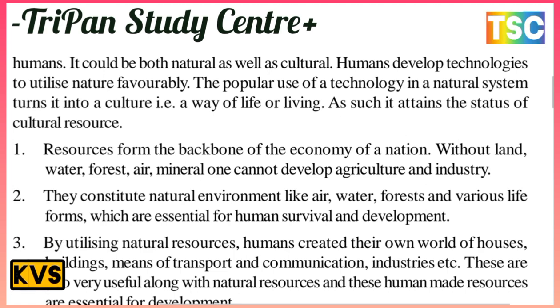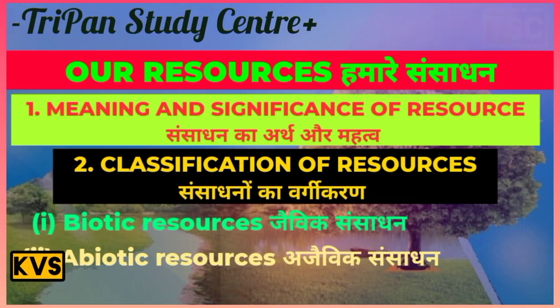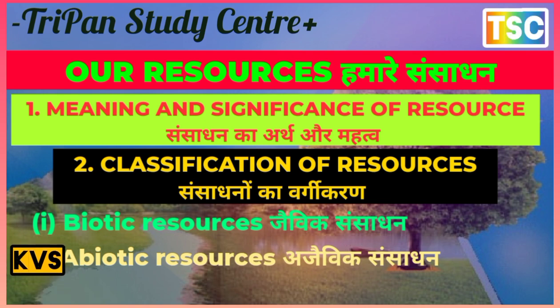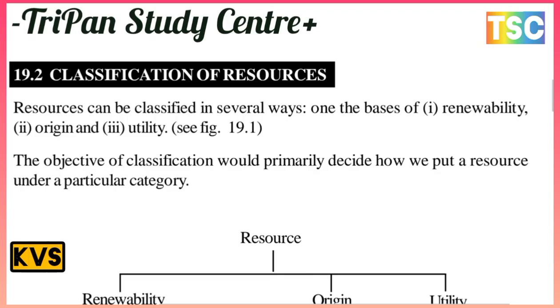There is a most important point here. Our next topic, which is the most important, is the classification of resources. Resources can be classified in several ways, on the basis of renewability, origin, and utility. The objective of classification is primarily to discuss how we put a resource under a particular category. There are three bases: renewability, origin, and utility.